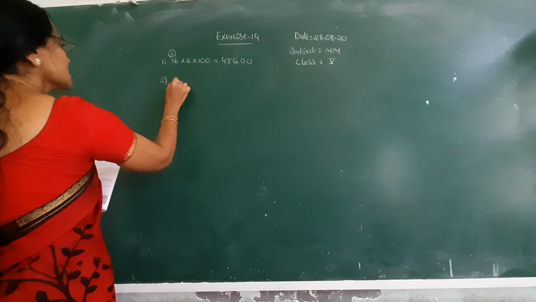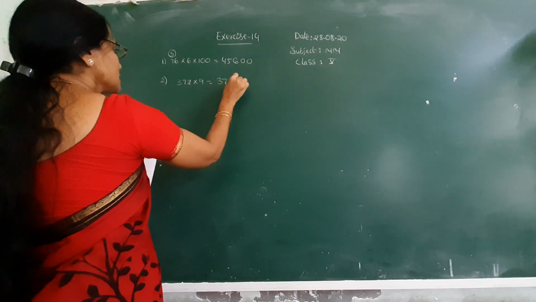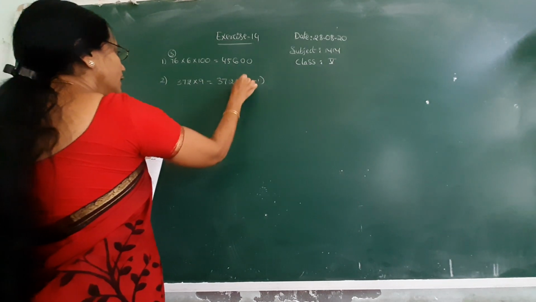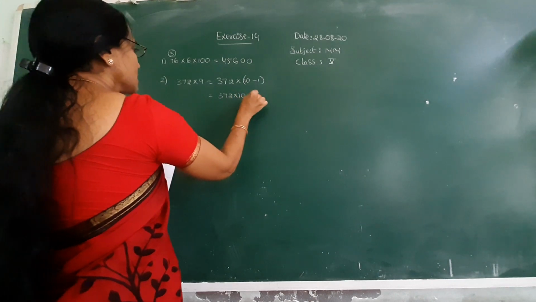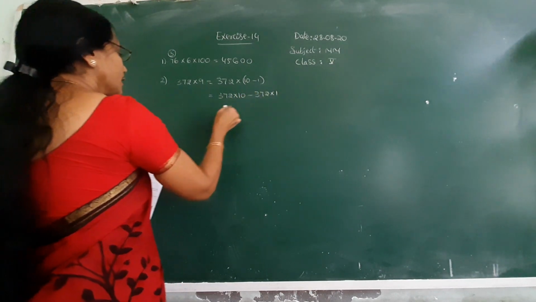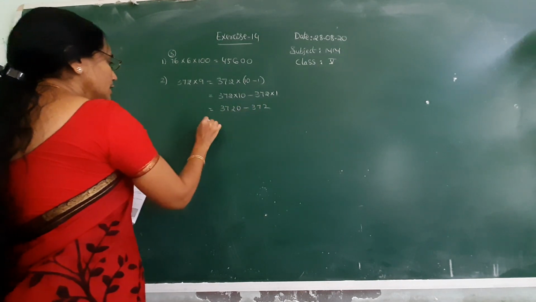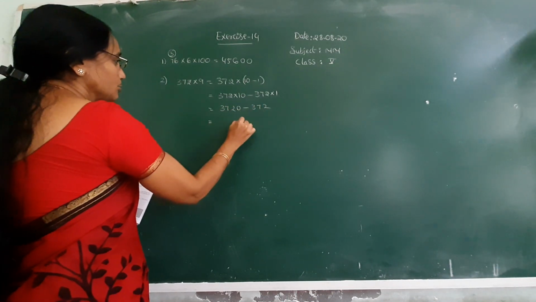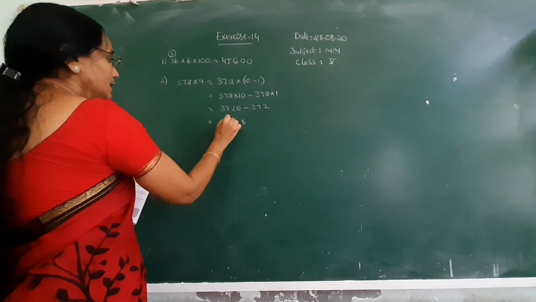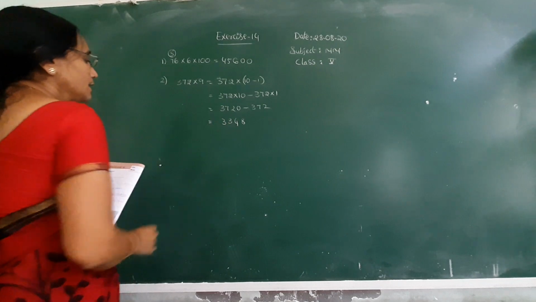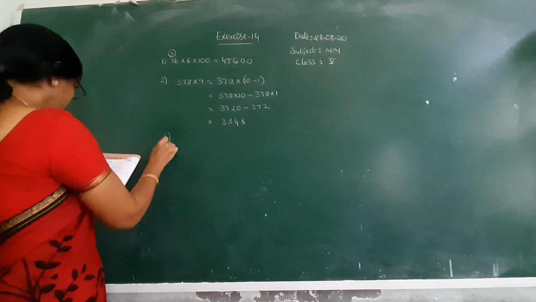Next one, 372 into 9. So 9 can be expressed as 10 minus 1. Apply the distributive law: 372 into 10 minus 372 into 1. See, 3720 minus 372. Subtract it. 10 minus 2 is 8. 11 minus 7 is 4. 6 minus 3 is 3. Okay, 3348.